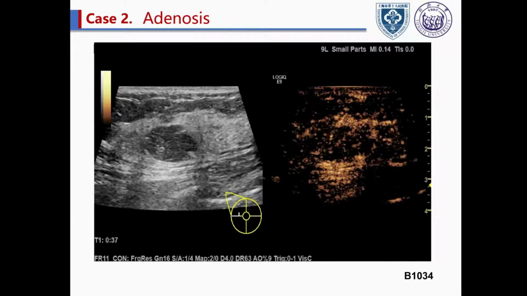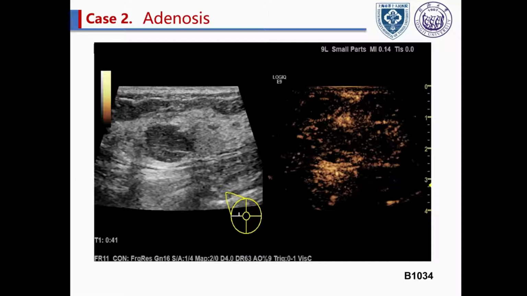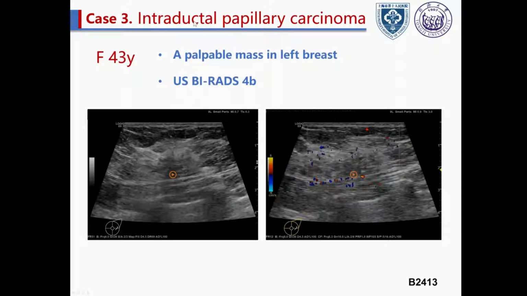This is a third case. It is intraductal papillary carcinoma. A patient is 43 years old, and she can feel a palpable mass in left breast, and it was classified as BIRADS 4B, and we can see imaging. The Doppler flow of the image of the lesion. You can see the lesion is here.